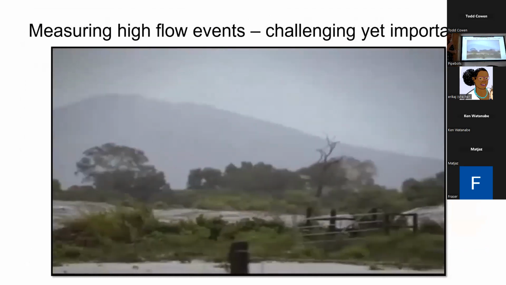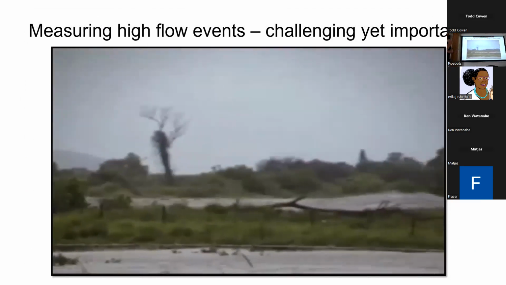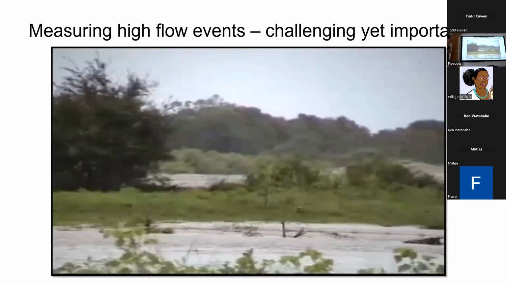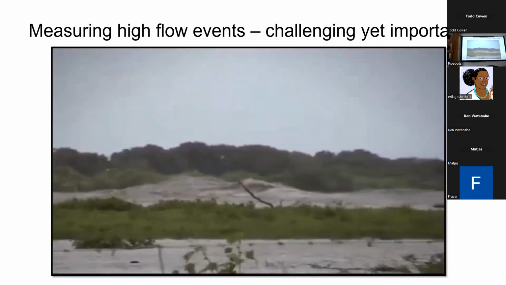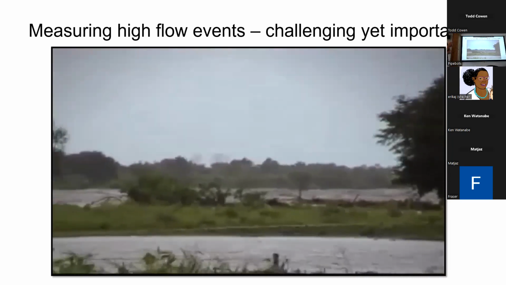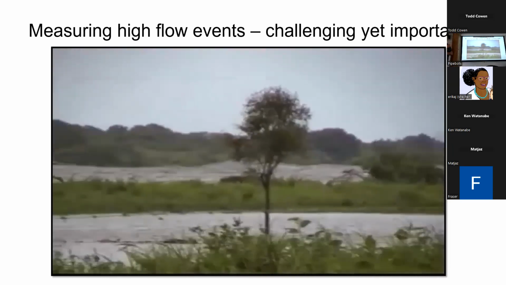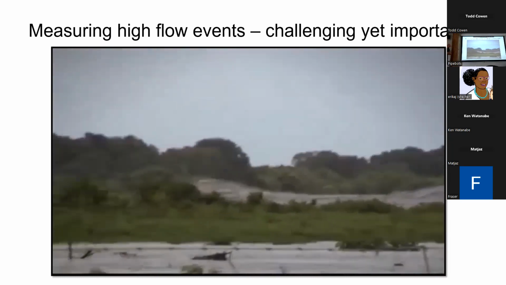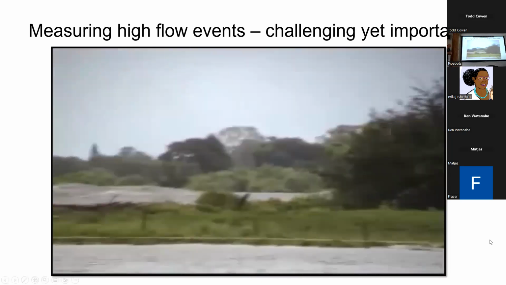Yeah, so it's all challenges. So as I say, when you're faced with environments like this, you've got to decide how you're going to measure. You can't do that with traditional methodologies. Next video.